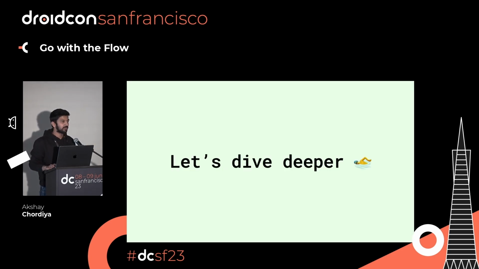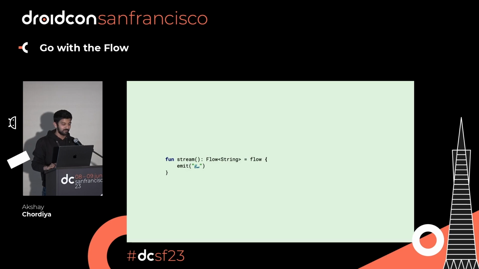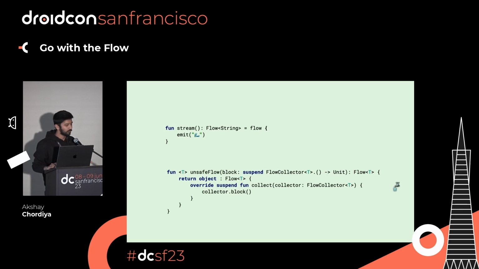So let's dive a little bit deeper and see how this is working internally. As I mentioned before, flow is based upon two simple interfaces, a collector and an emitter, which are the bread and butter of this mechanism. I'll use a tap emoji to represent the emitter and a bucket as a collector in the next few slides, just for easier understanding. When you create a flow using the flow builder function, it internally creates an instance of a flow by implementing the flow interface. And this flow implementation calls the block lambda only when collect is called.